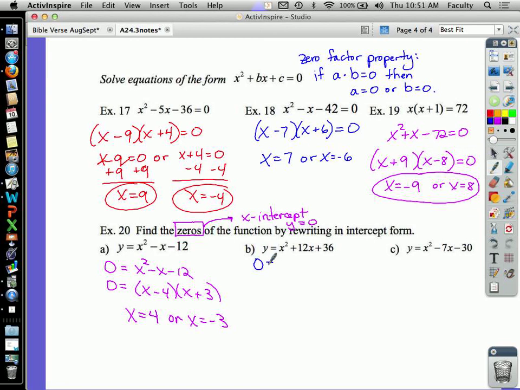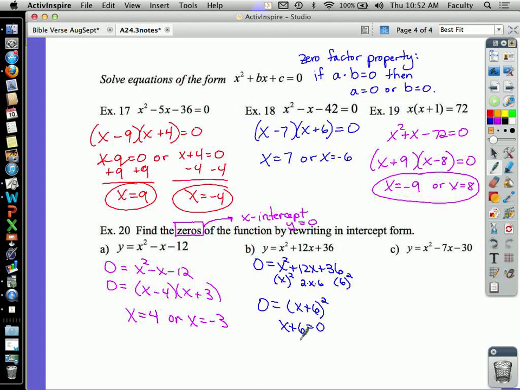I'm going to set y equal to 0. Now don't forget this, and this is one of the most common mistakes I see students make: they forget about the perfect square trinomial. You've got to try it. x is being squared, 6 is being squared, 2 times x times 6, ding, ding, ding, I've got a winner here. This is x plus 6, the quantity squared. That's also like x plus 6 times x plus 6, right? You're not going to write it down twice.